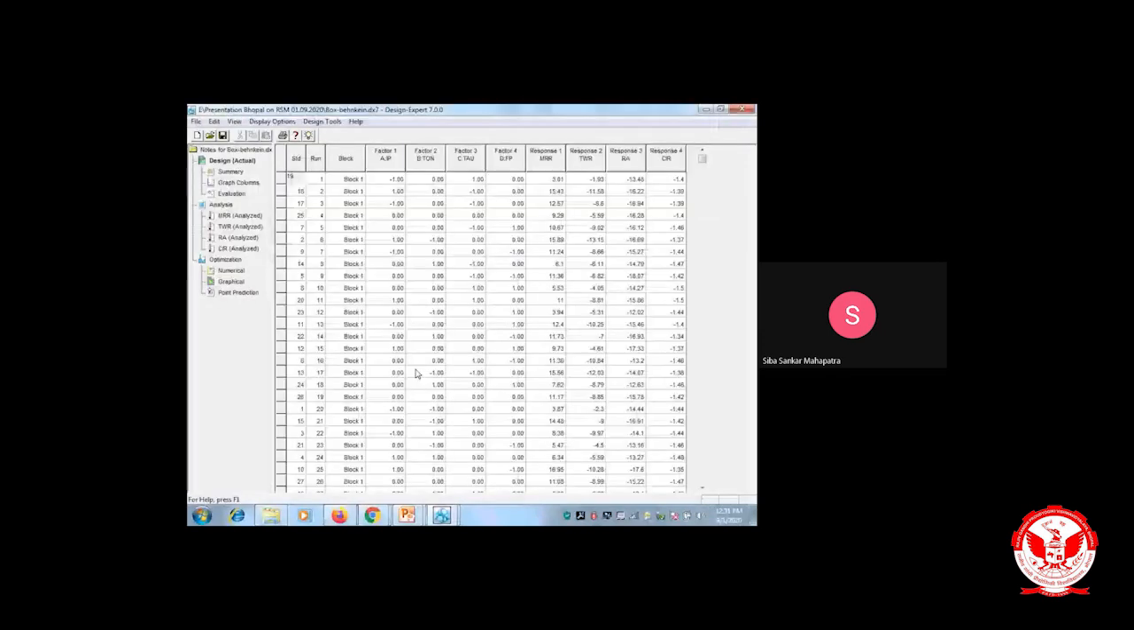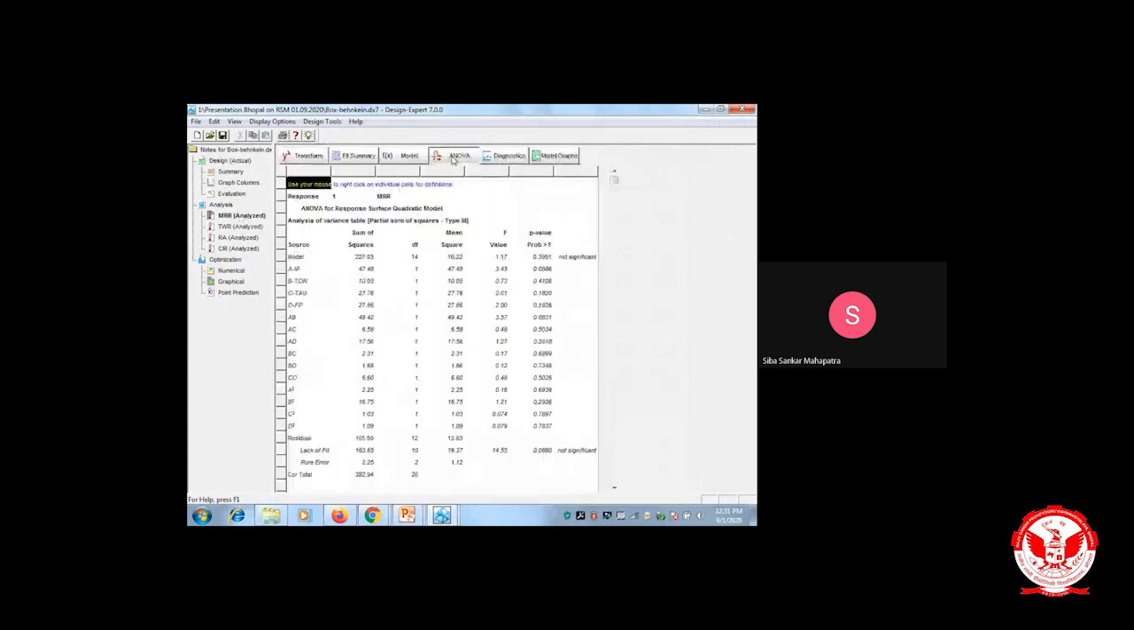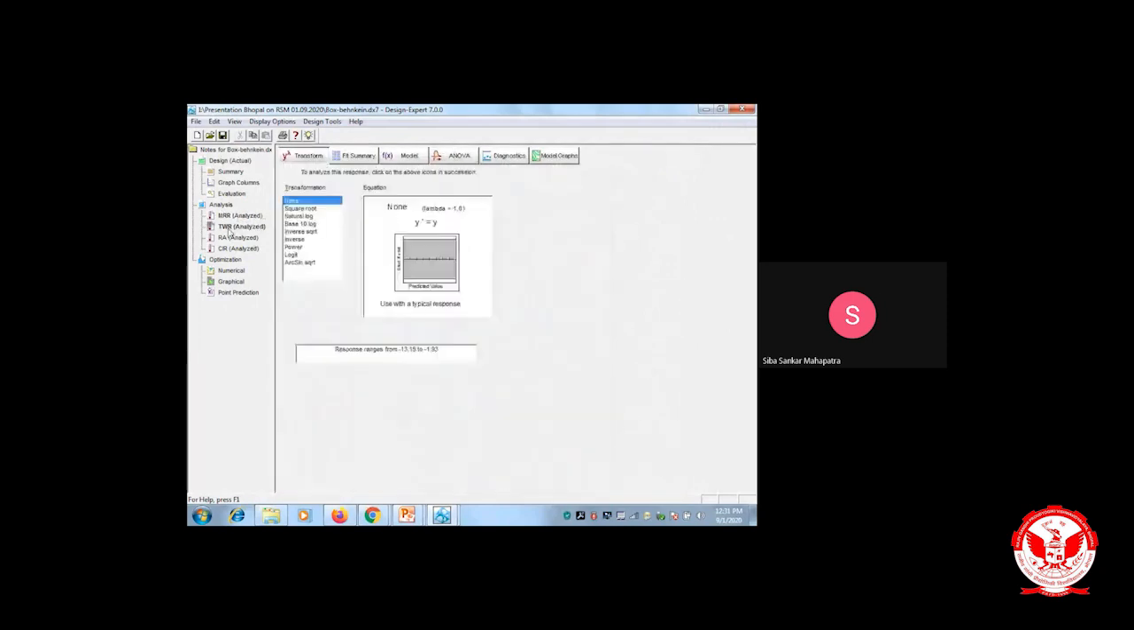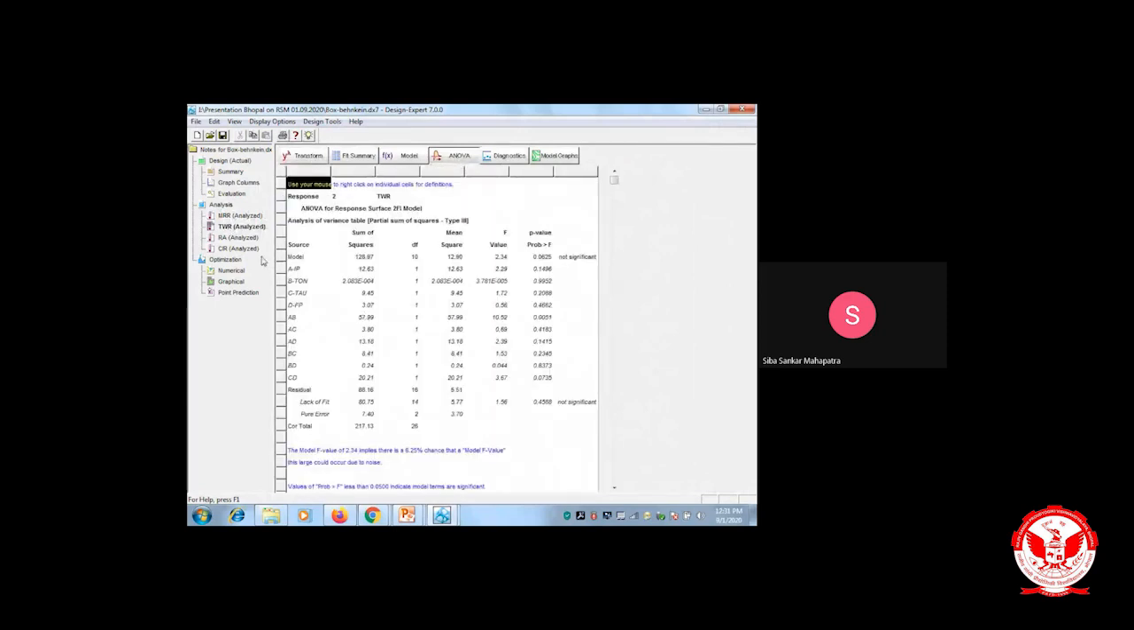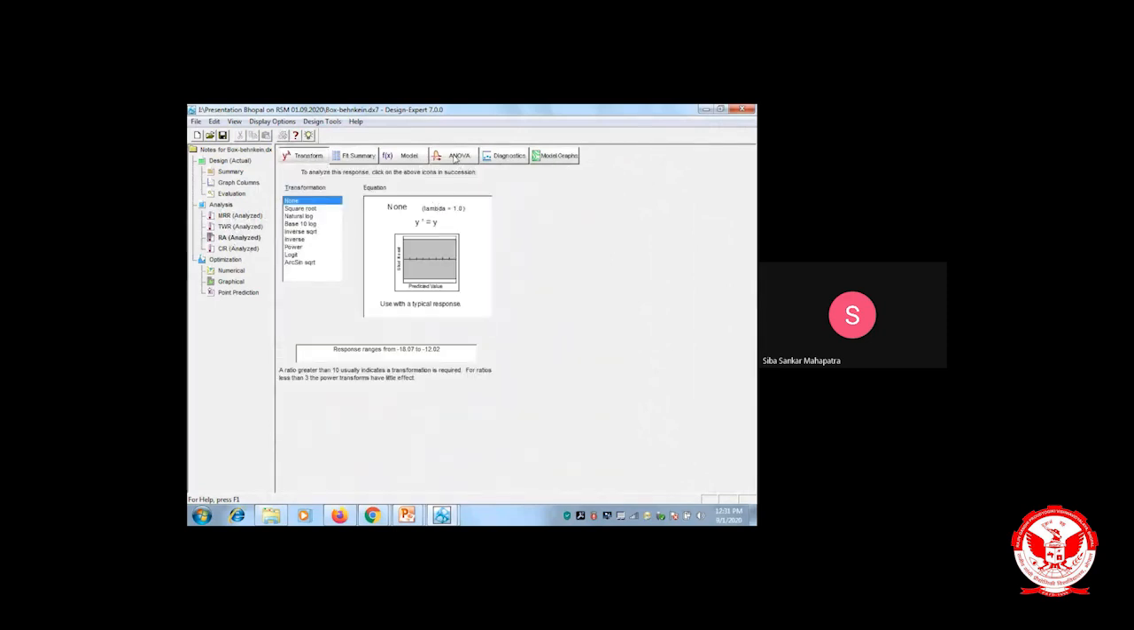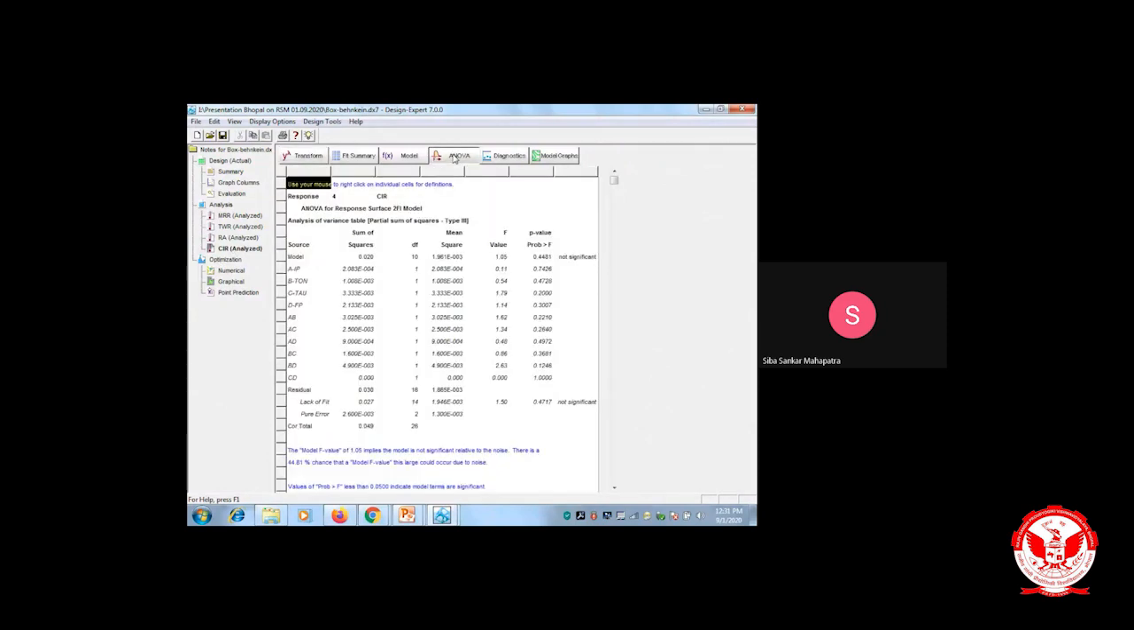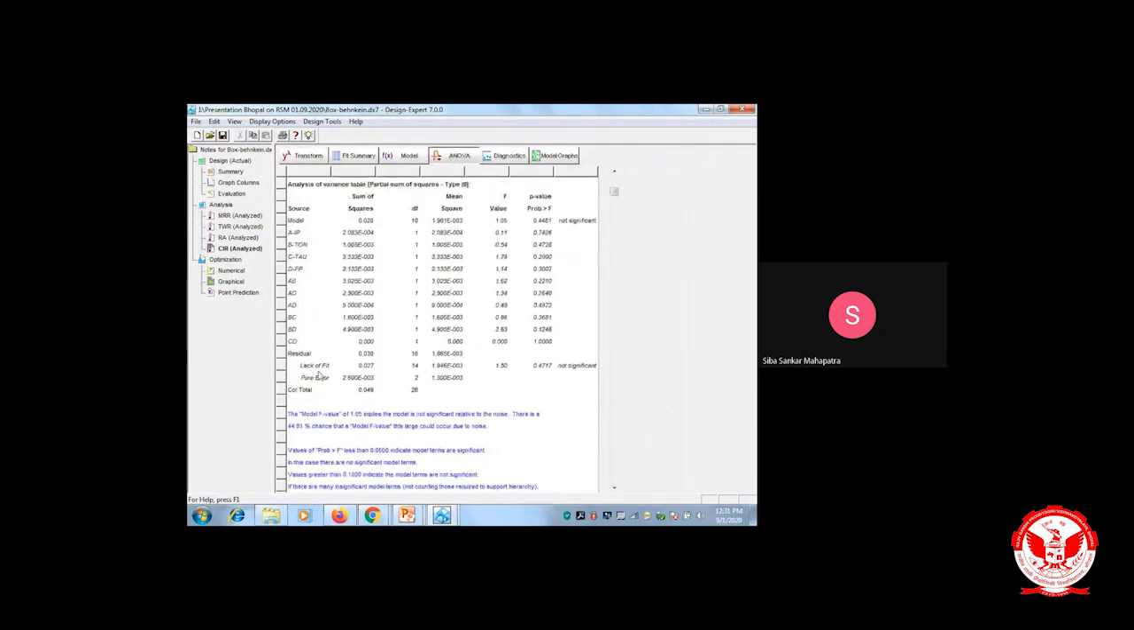The results are shown here using the Design Expert software. You see the ANOVA for the material removal rate, the ANOVA for the tool wear rate, and the ANOVA for the circularity. You see that lack of fit is non-significant for all of them. This is for the circularity.